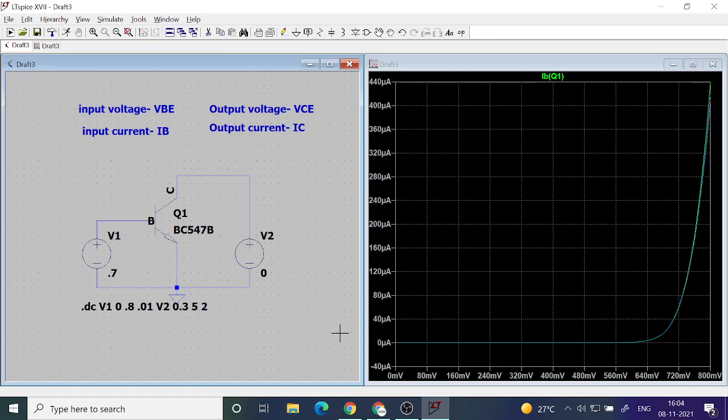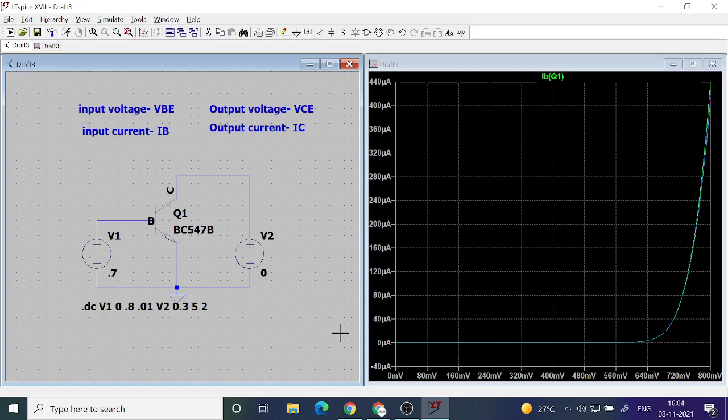Sorry, what did I say? This is an NPN transistor in common emitter configuration. So, characteristics of an NPN transistor in common emitter configuration. That will specify this particular set of curves.